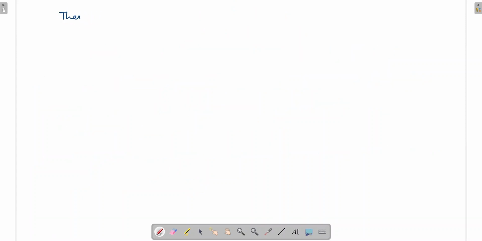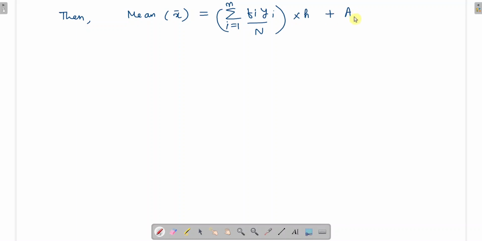Once you have this, we can calculate the mean. The mean x bar is equal to the summation i going from 1 to n of fi yi divided by capital N, which is the total of the frequencies, into h, plus capital A. So this is the mean, and now we can also write the variance.